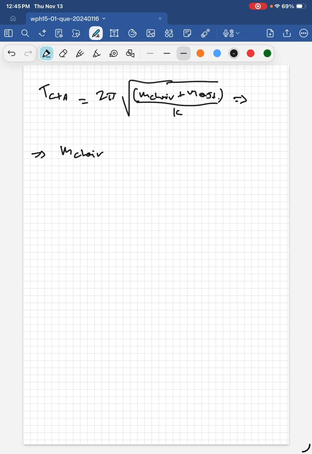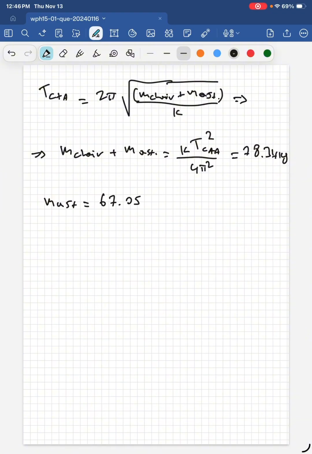So m chair plus the mass of the astronaut is equal to K Tc plus a squared over 4 pi squared, and this is 78.34 kilograms. So we have to subtract the mass of the chair from that. So the mass of the astronaut is 67.05 kilograms. Okay, I hope this makes sense.